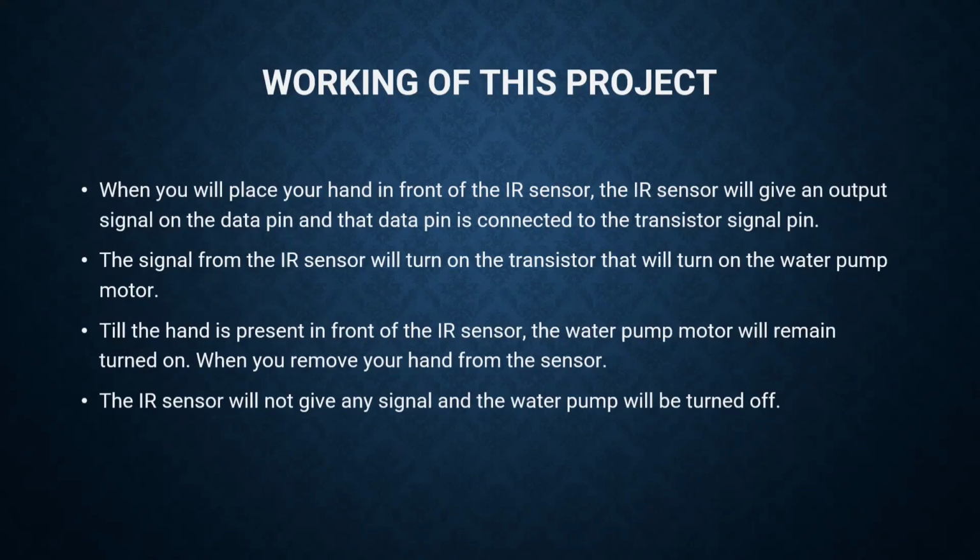Working of this project. When you place your hand in front of the IR sensor, it will give an output signal on the data pin, and that data pin is connected to the transistor signal pin. The signal from the IR sensor will turn on the transistor that will turn on the water pump motor, which will provide you the sanitizer. Till the hand is present in front of the IR sensor, the water pump motor will remain turned on. When you remove your hand from the sensor, the IR sensor will not give any signal and the water pump will turn off.